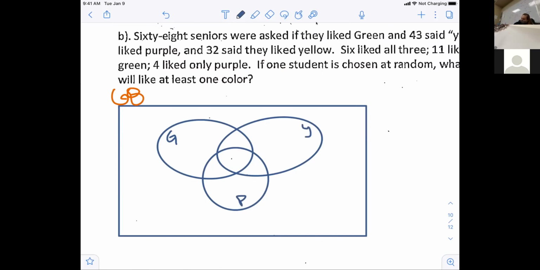Okay, it says 6 liked all 3 colors. So I'm going to put 6 in my center circle. I can get my colors right. 6 goes in there. 11 like only yellow, so 11 go here. 15 liked only green, that goes here. And then 4 only liked purple. So this is the exact same idea. I've got to find my X, Y, and Z.